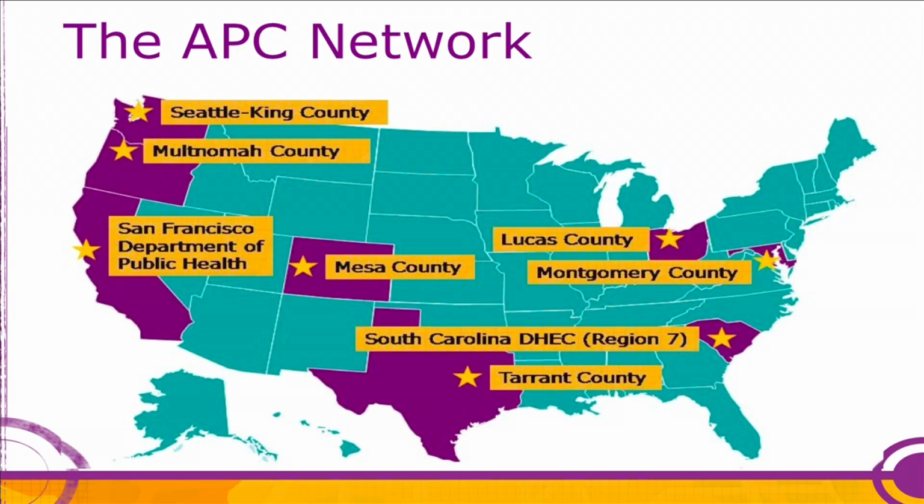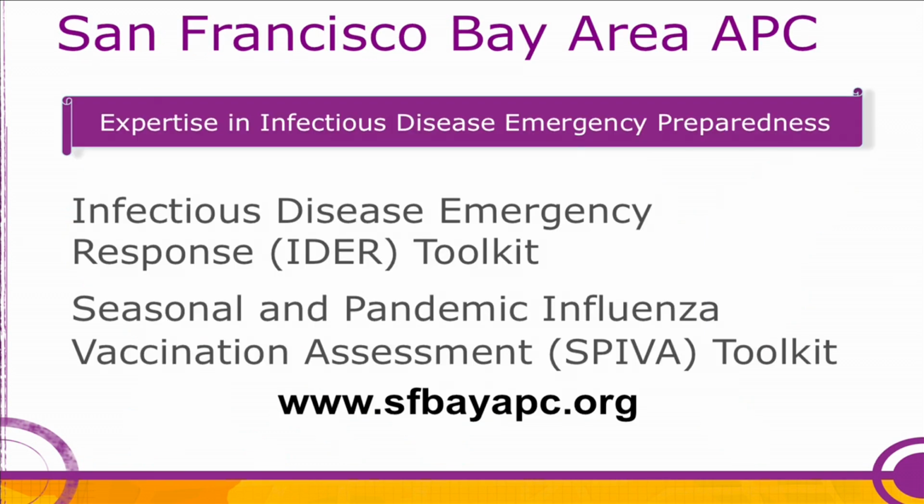The San Francisco Bay Area Advanced Practice Center is part of a larger network of APCs across the United States. This network of APCs is funded by the National Association for County and City Health Officials. The San Francisco Bay Area APC has 2 products, including the Infectious Disease Emergency Response, or IDER Toolkit, and the Seasonal and Pandemic Influenza Vaccination Assessment, or SPIVA Toolkit. Both can be found online on our website at www.sfbayapc.org. This presentation will focus on elements of the SPIVA Toolkit.